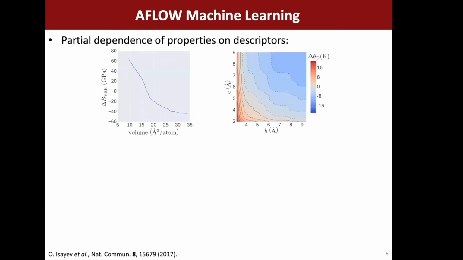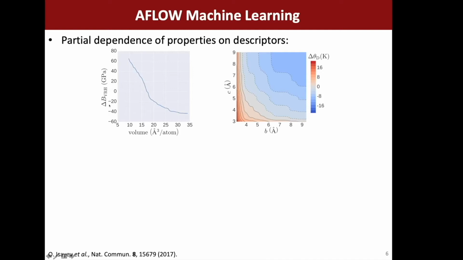So once we have this model trained, we can do various things with it. One of the things we can look at is the partial dependence of the properties on the different input descriptors. This can tell you a little bit about how the machine learning model is getting to the values it predicts. It can also be useful for identifying trends and understanding what's going on inside the materials, and you might be able to discover new design rules using this kind of analysis.